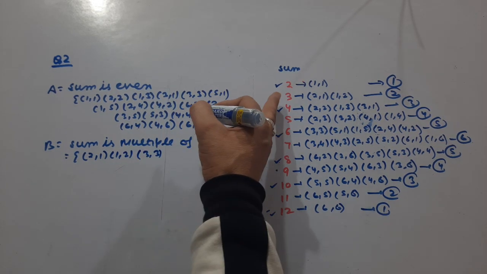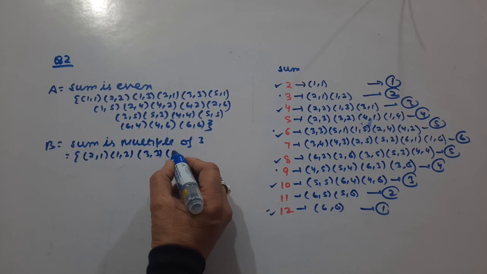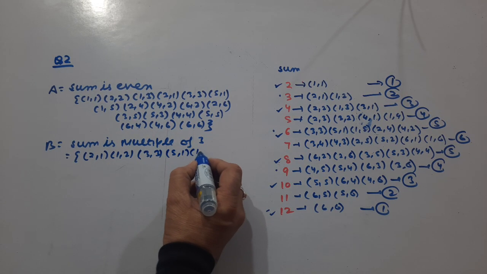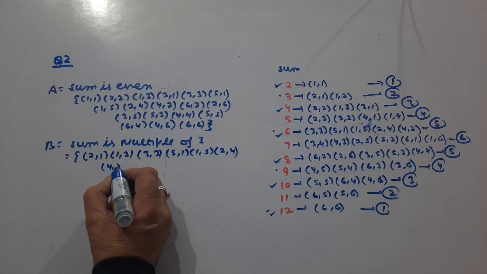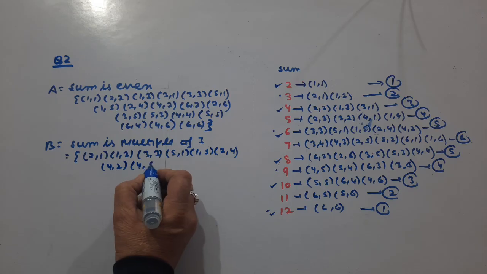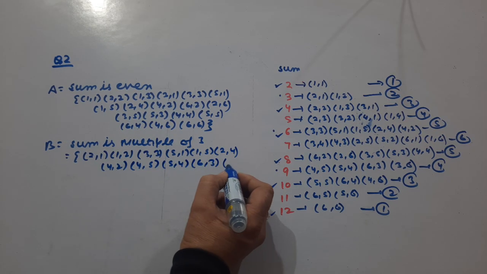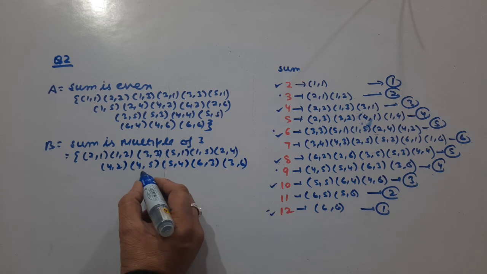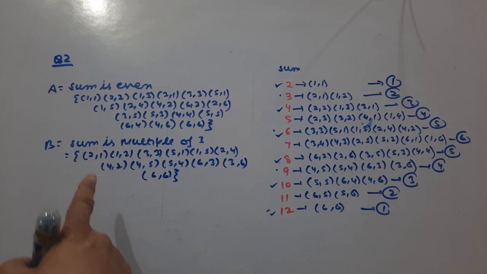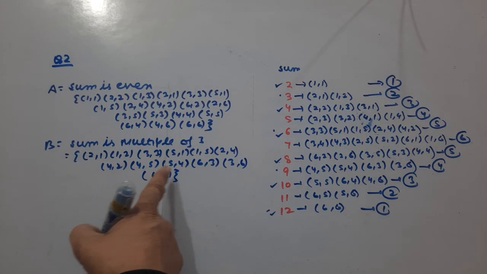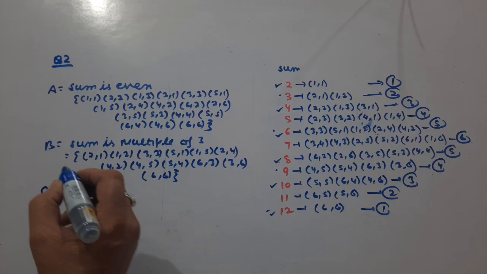Multiple means the sum will be either 3 or 6 or 9 or 12. So we are writing the cases: 3 3, then 5 1, 1 5, 2 4 and then 4 2. Sum is 9, four cases: 4 5, 5 4, 6 3 and 3 6, and sum is 12, then it is 6 6. So sum is 3, sum is 6, sum is 9 and sum is 12. This is event B.